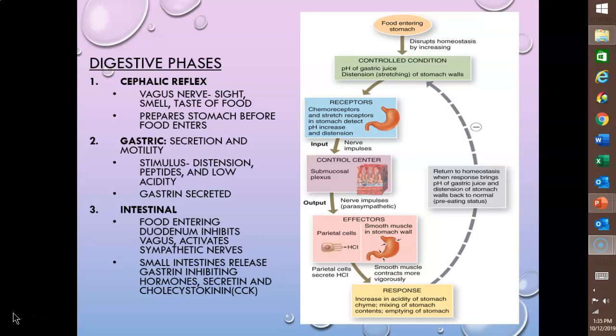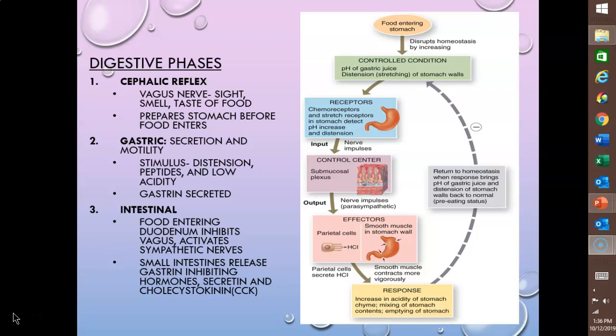The cephalic phase of digestion can be initiated by the smell or the sight or the thought of food, and it activates centers in the brain, in the cerebral cortex, the hypothalamus, and the brainstem, which then are going to activate some of our cranial nerves. The cranial nerves are going to stimulate the salivary glands to secrete. The vagus nerve, cranial nerve number 10, is going to stimulate the gastric glands to secrete their juices. And this is all to prepare the mouth and the stomach for the food that we're about to eat.